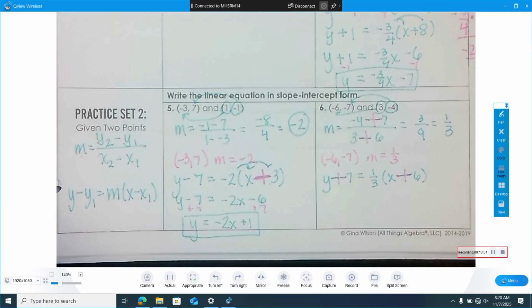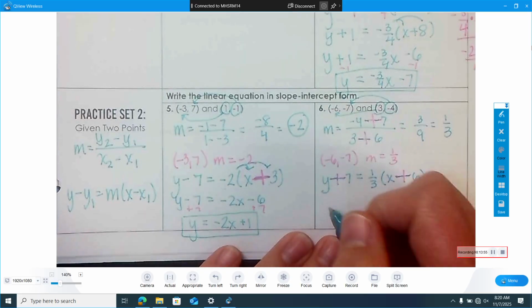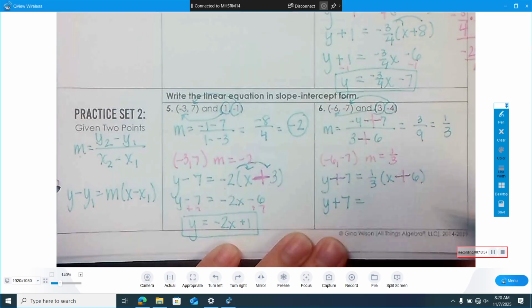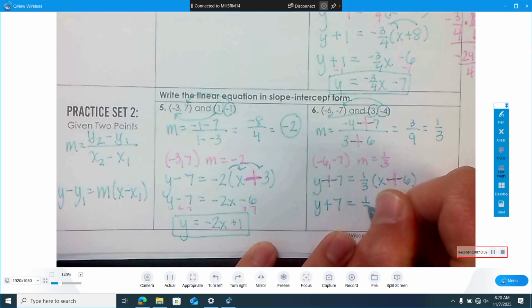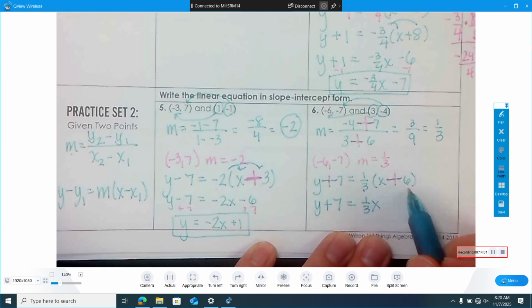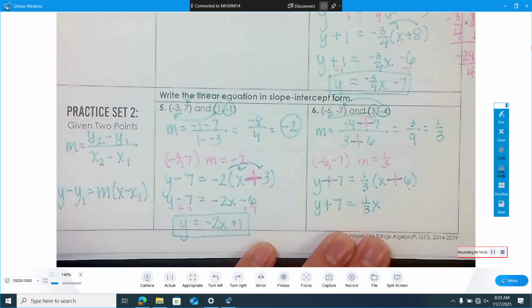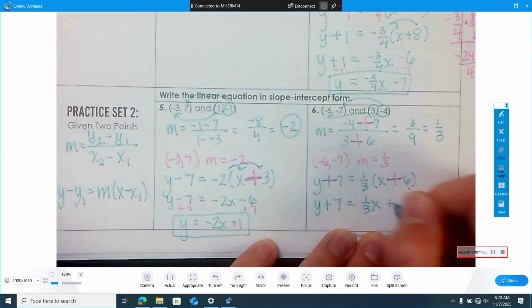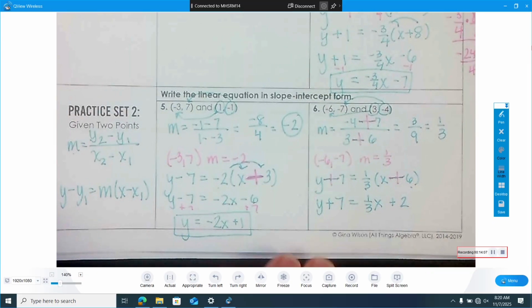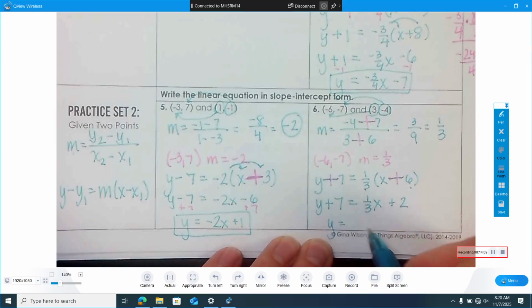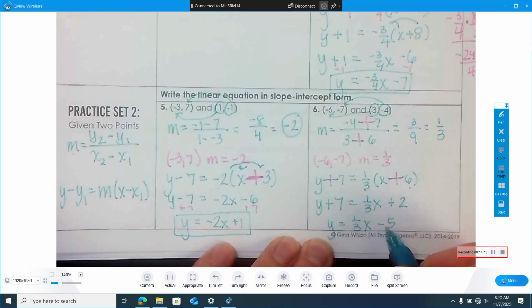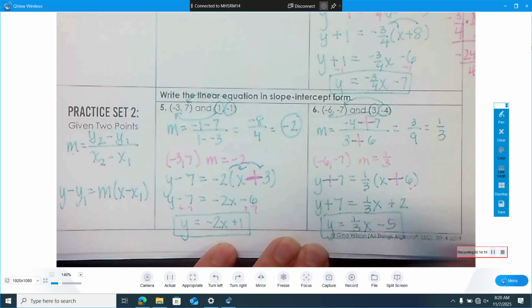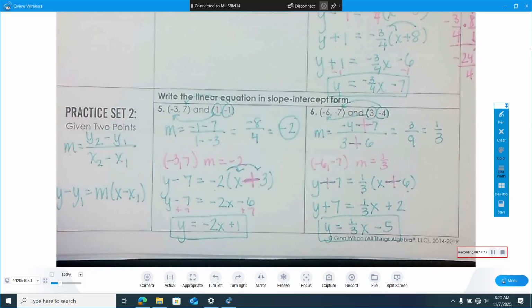Okay. All right. Let's go ahead and distribute. We get y plus 7 equals 1/3 x. What's a third of 6? 2. Plus 2. And then we can subtract the 7. So we get y equals 1/3 x minus 5. Very good. Super duper. Do you have any questions for me right now?